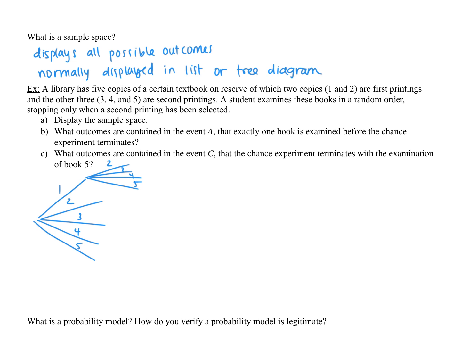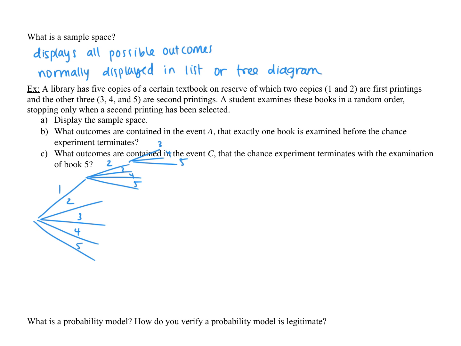Now, if I choose book 1 and then book 3, I'm done, because book 3 is a second printing. But if I choose 1 and 2, those are both first printings, so then I have to choose again. So this would be 3, 4, 5. This is difficult to draw and keep small. So when you get to the end is one possibility.